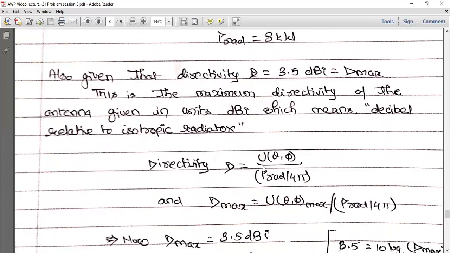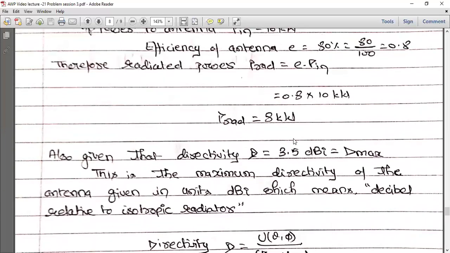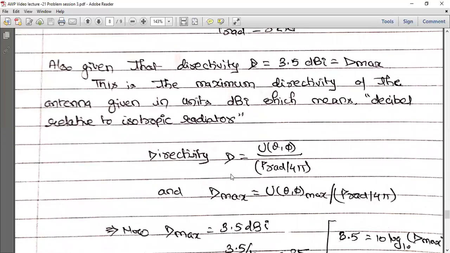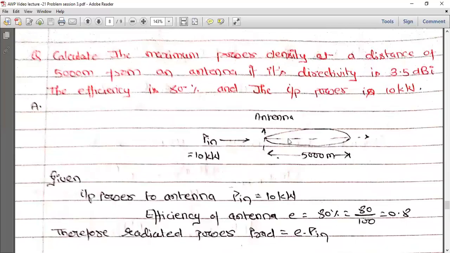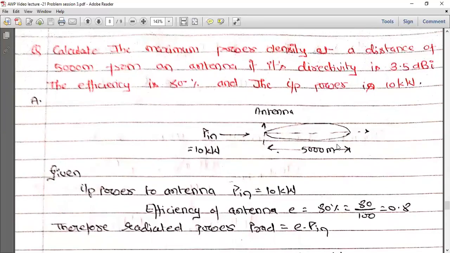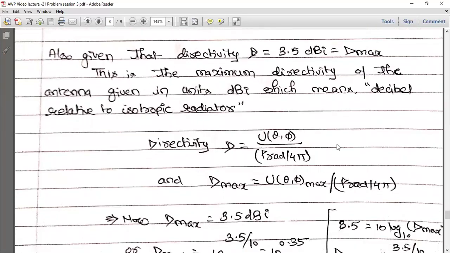U(θ,φ) we don't know; this is what we are trying to find. This is the general expression for directivity. In the direction where directivity is maximum, given by 3.5 dBi, U(θ,φ) also becomes maximum because D is proportional to U(θ,φ). So in the direction where D is maximum, U(θ,φ) is also maximum, and this quantity is constant. D max is given by 3.5 dBi.